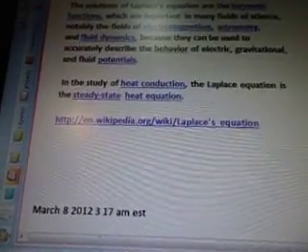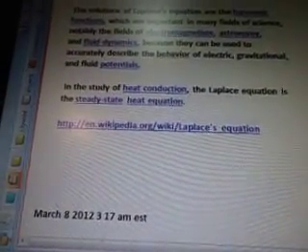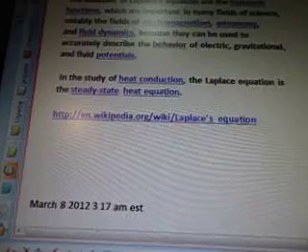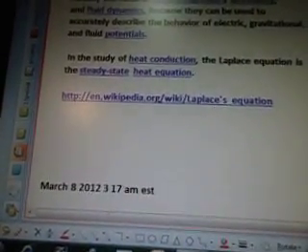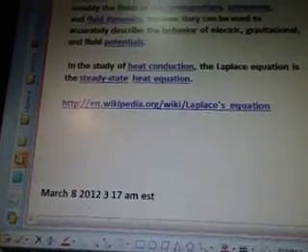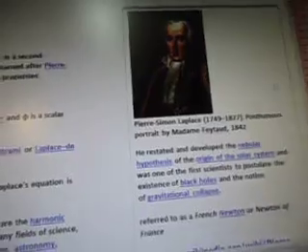And in the study of heat conduction, the Laplace equation is a steady-state heat equation. So basically in the Wow Seti data, it's saying you want to use the Laplace equation for your calculations for your plasma and heat conduction and anything to do with heat, heating the plasma, whatever. Your nuclear fusion, whatever. It all stems down from this equation.